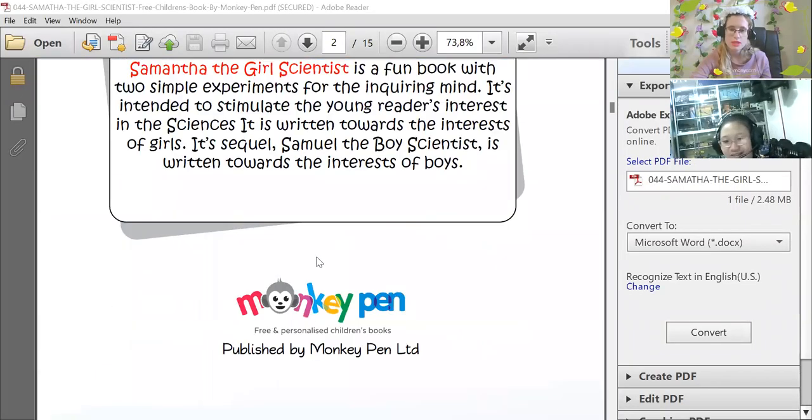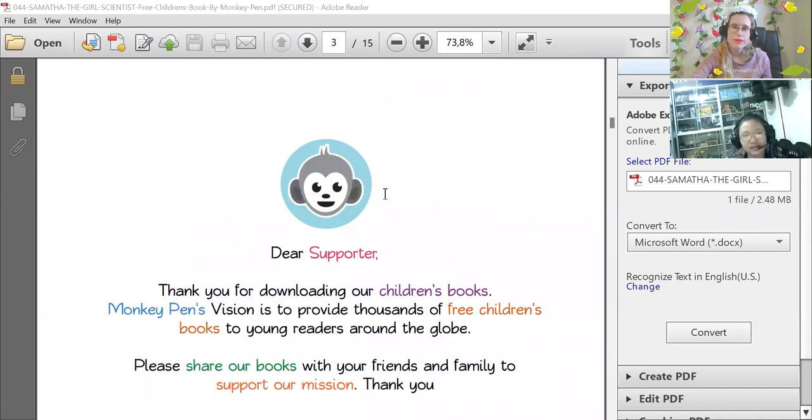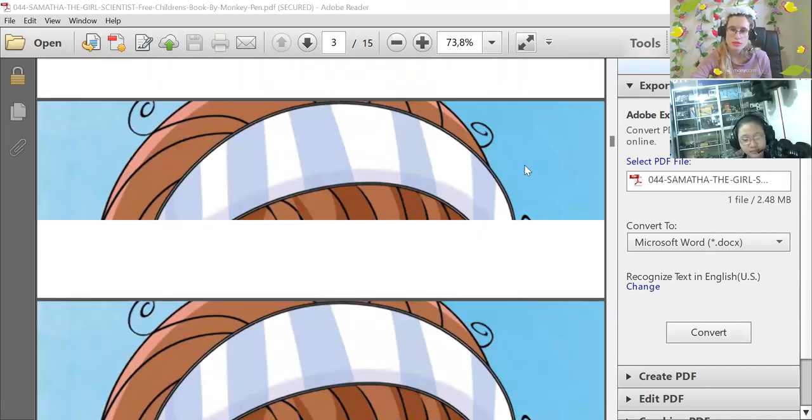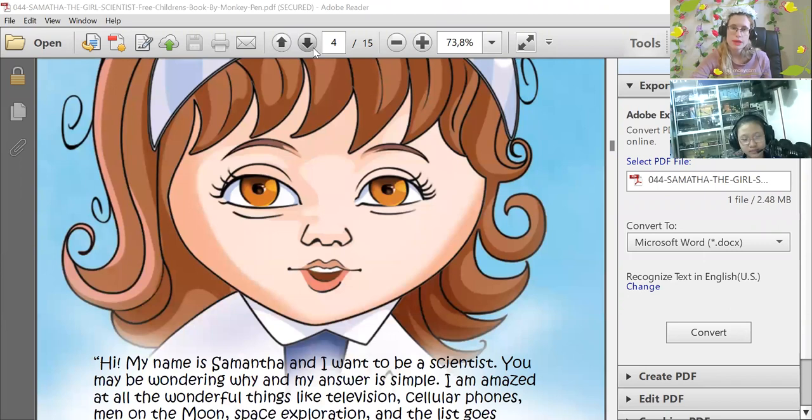Oh, my computer froze. I'm sorry about that. No problem. I don't know what happened there. It froze and then it just wasn't coming back.